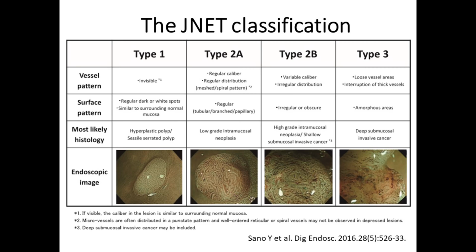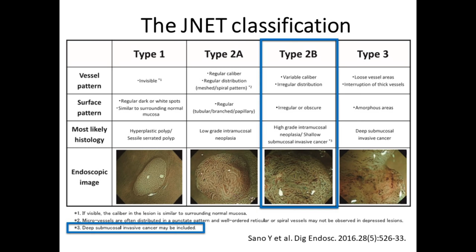The JNET classification consists of 4 categories: JNET Type 1, Type 2A, Type 2B, and Type 3. Each type represents the histological features of the polyps, and they are categorized by focusing on 2 specific features, the vessel pattern and the surface pattern. For example, JNET Type 1 corresponds to the histology of hyperplastic or sessile serrated polyps. JNET Type 2A refers to low-grade intramucosal neoplasia, mostly adenomas.